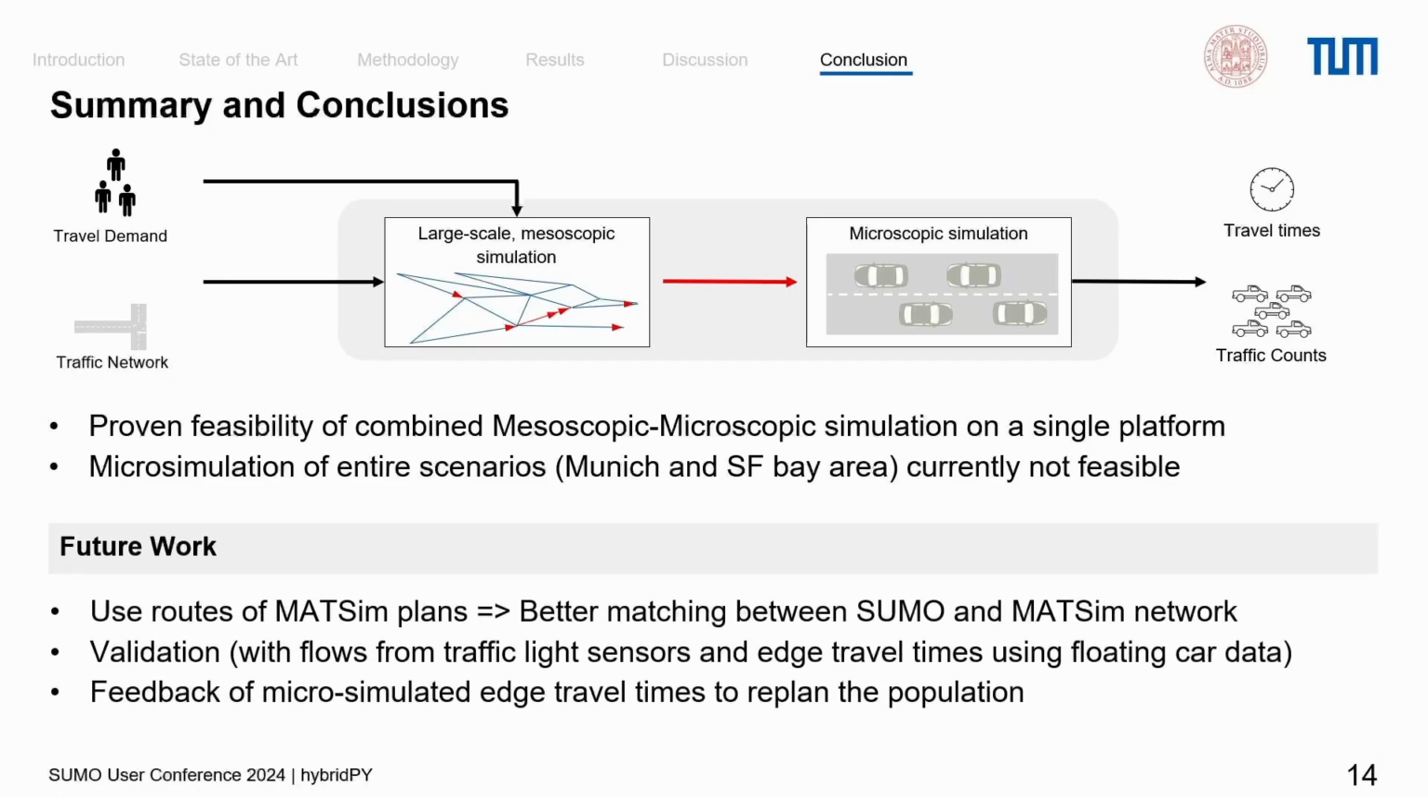Now coming to the future work, we have already implemented the use of the routes of the MATSim scenario, so we really do respect the user equilibrium and are resimulating the user equilibrium. We are currently doing validation work for Munich, using the traffic counts as well as the edge travel times, and comparing them on both levels. And we also have a feedback loop for the simulated edge travel times on the microscopic level back to the mesoscopic level.